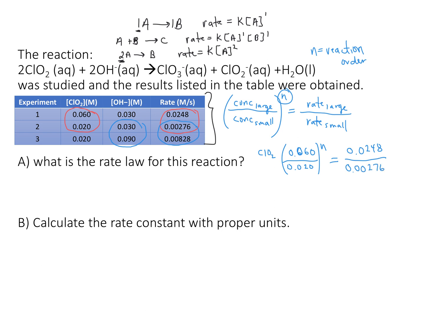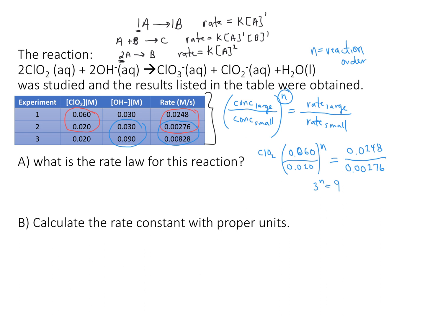0.00276. So just so you know, I'm using only experiment 1 and 2 here because I'm changing just this concentration. Hydroxide is staying the same in both of those experiments. Again, largest concentration has the fastest rate, smaller concentration, the smaller rate. So I divide these two, and I'm going to end up with 3 to the n equals 9.